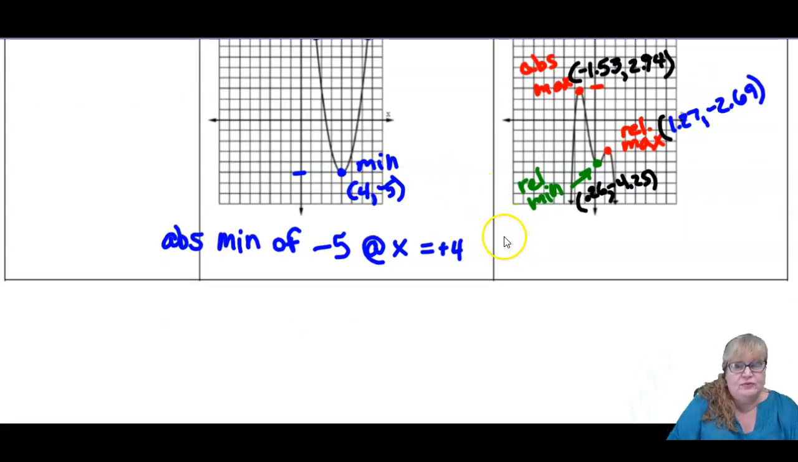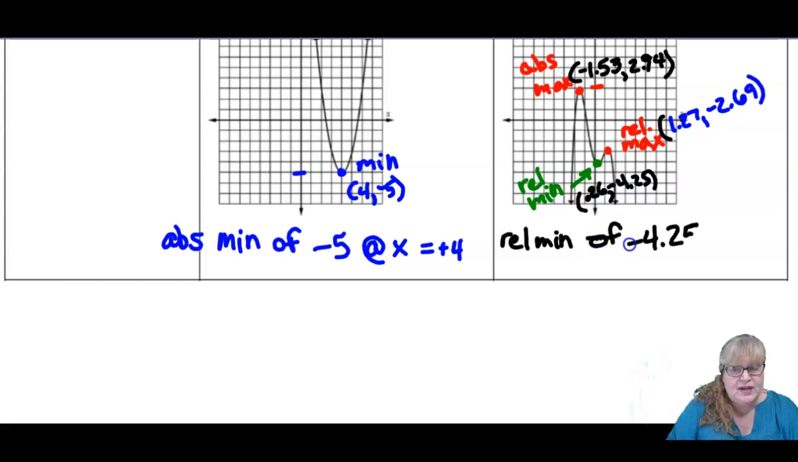We are going to say it had a relative min, and it is the y value of the function. So of -4.25, and that occurred at x equals 0.26. I don't know why I started with that one, but now we'll do the two maxes, I guess. It had an absolute max of, and it's the y value, 2.34.